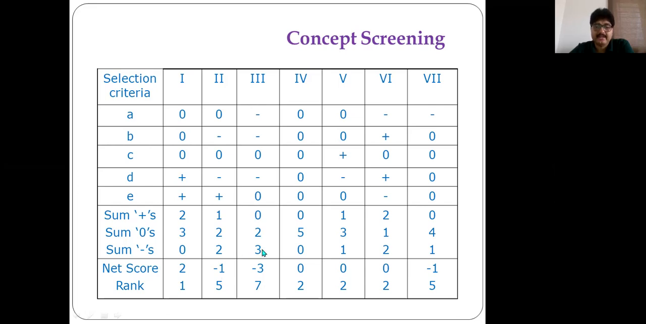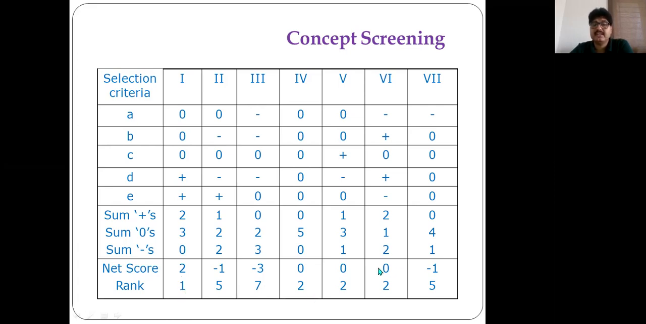So similar to that here, minus 3, 0, 0, 0 and minus 1. Based on this net score, you will be able to rank the concepts. Now you are able to see the one which has got the highest positive value is ranked as 1, and the next numbers are ranked as 2.